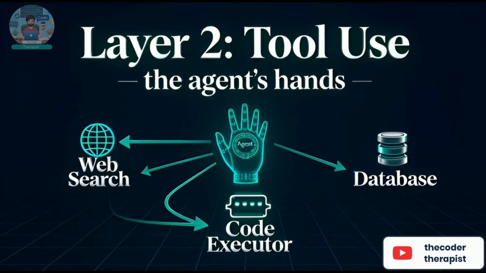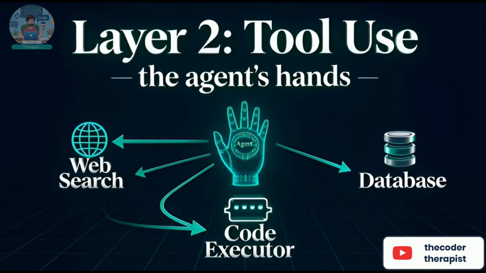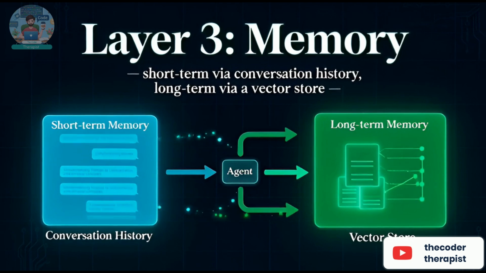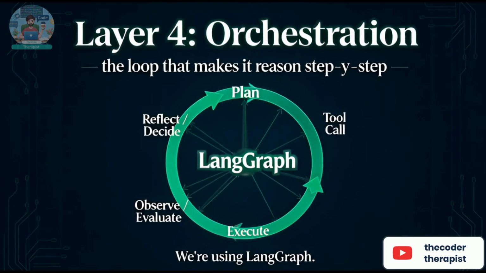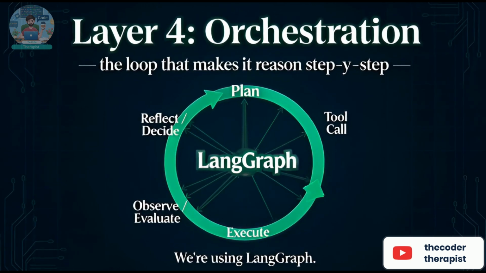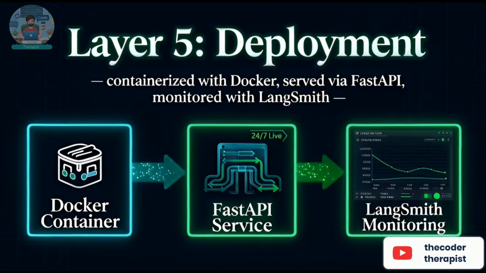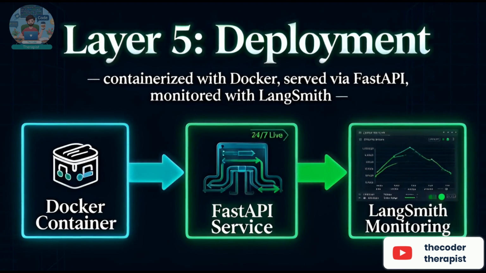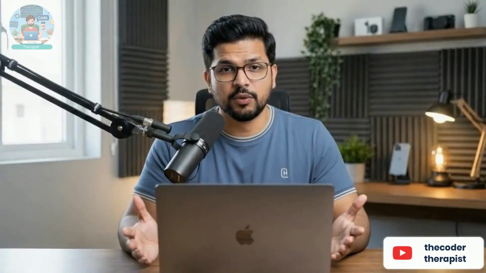Layer 2, tool use, the agent's hands. We'll connect web search, a code executor, and a database. Layer 3, memory, short-term via conversation history, long-term via a vector store. Layer 4, orchestration, the loop that makes it reason step by step. We're using LangGraph. Layer 5, deployment, containerized with Docker, served via FastAPI, monitored with LangSmith. That's the 2026 production stack. Now let's build it layer by layer.